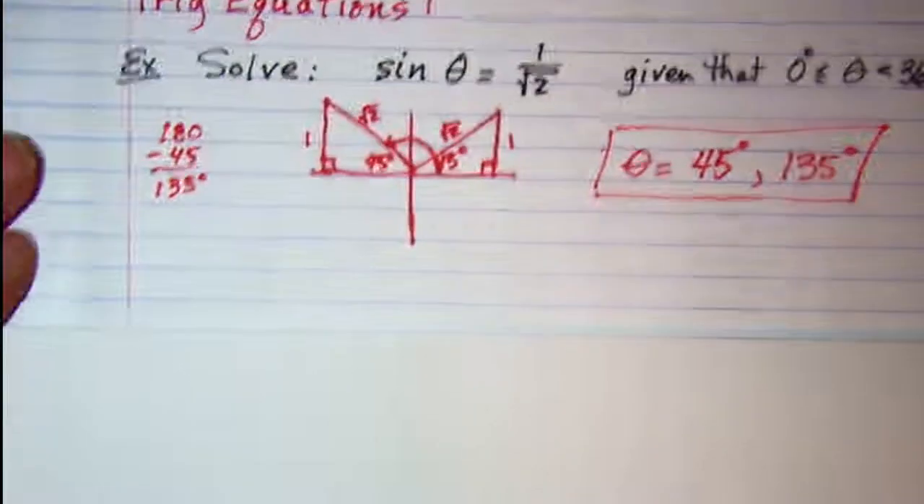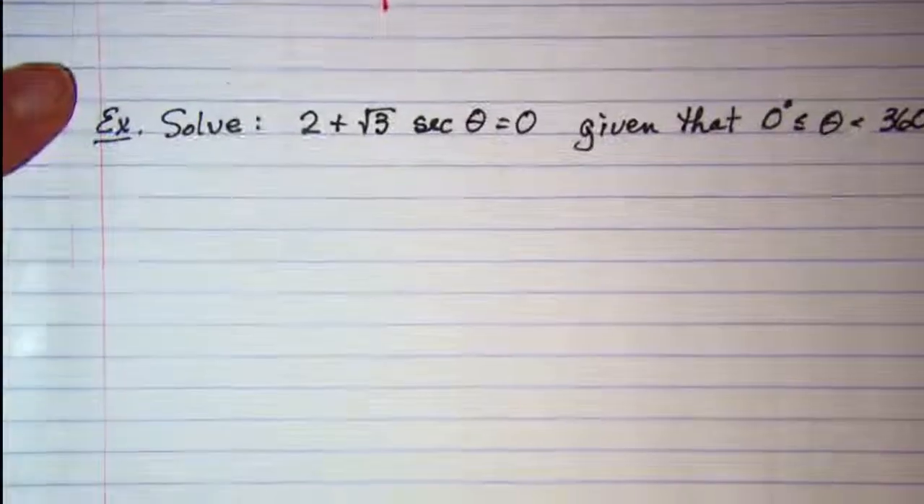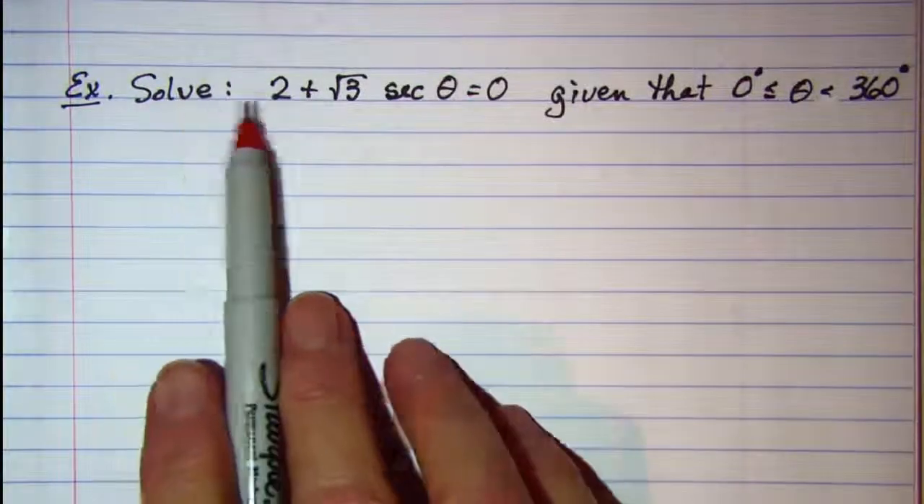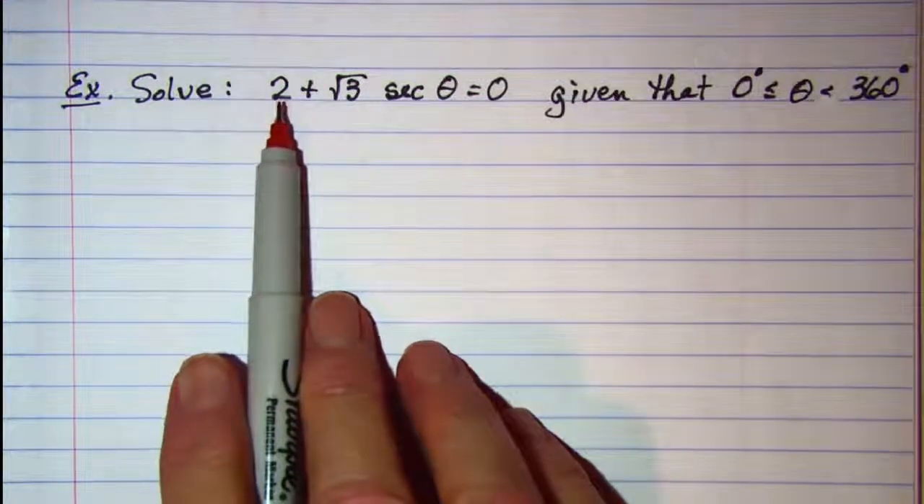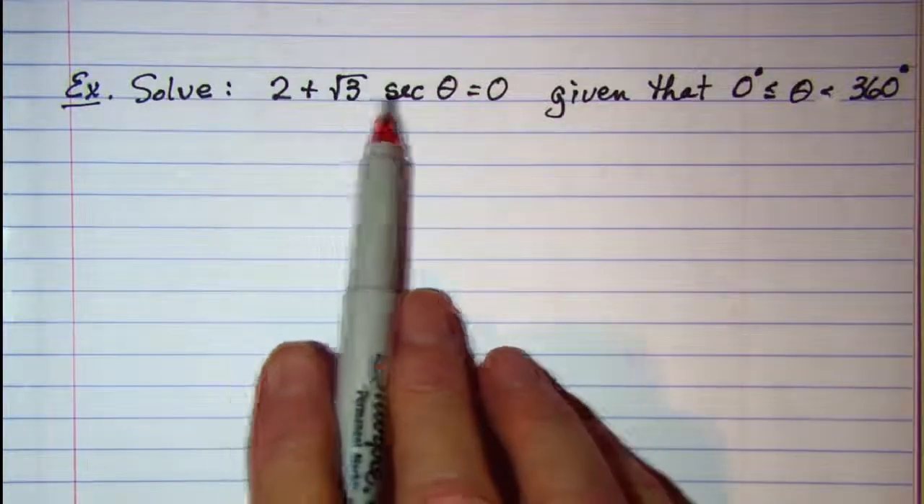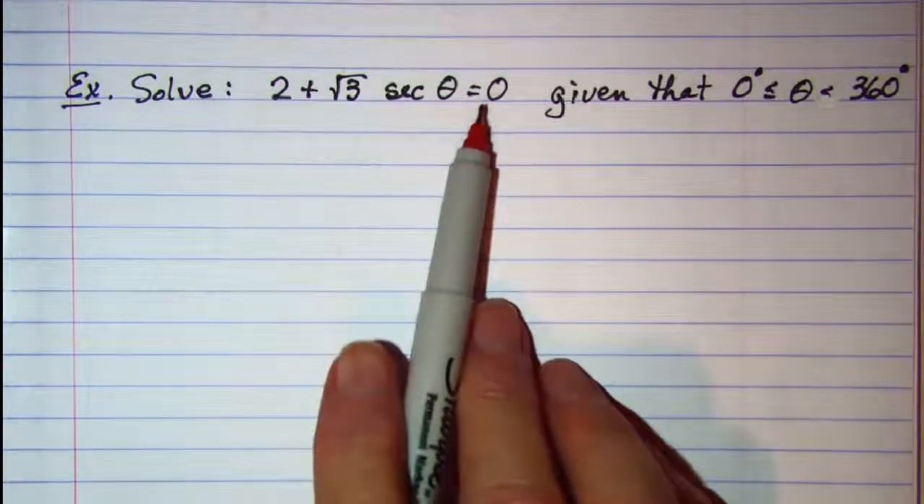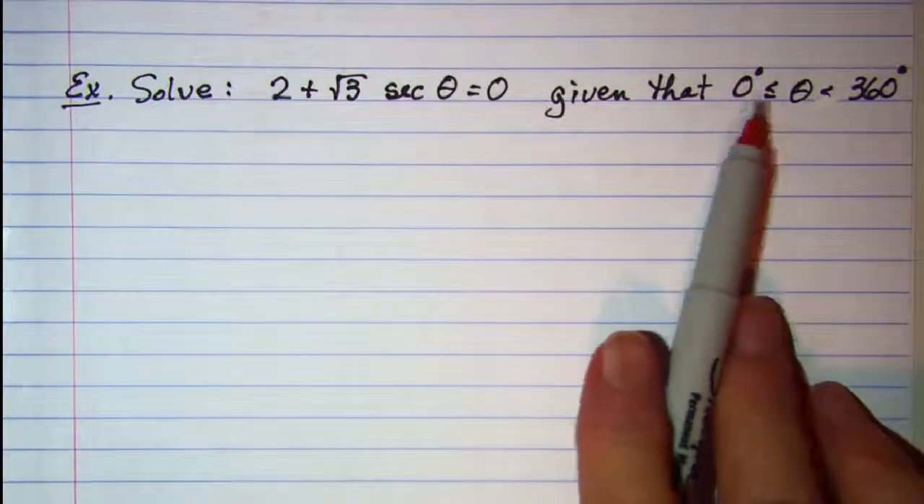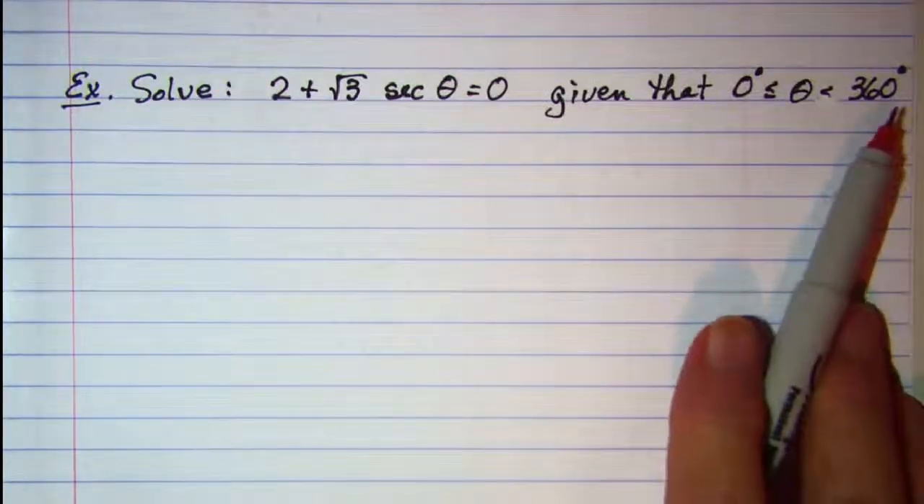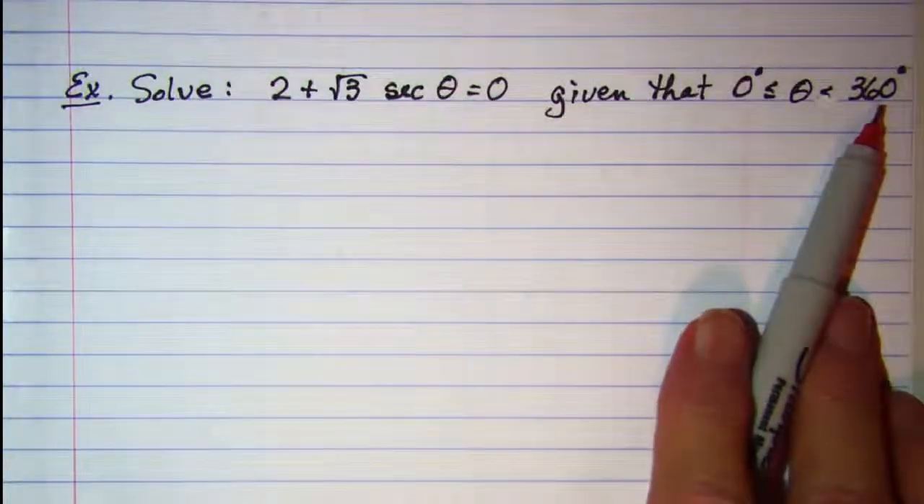Let's do another one. On this one, we're asked to solve the equation 2 plus radical 3 secant theta equals 0, given that theta is between 0 and 360, not including the 360.